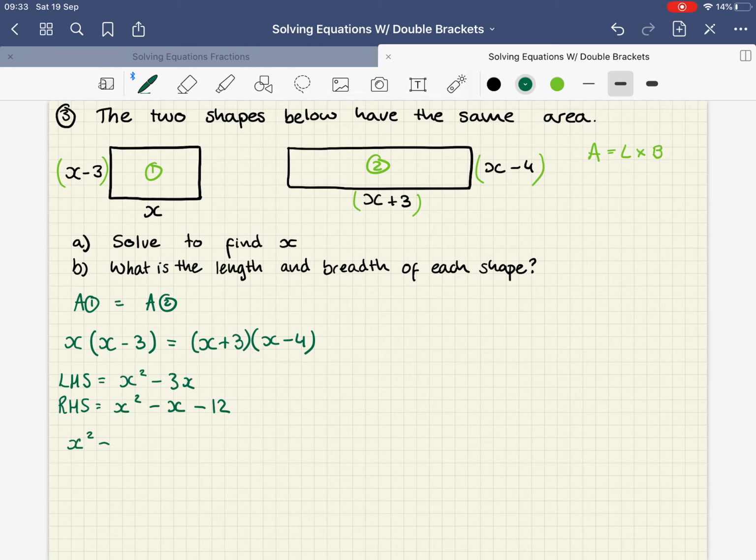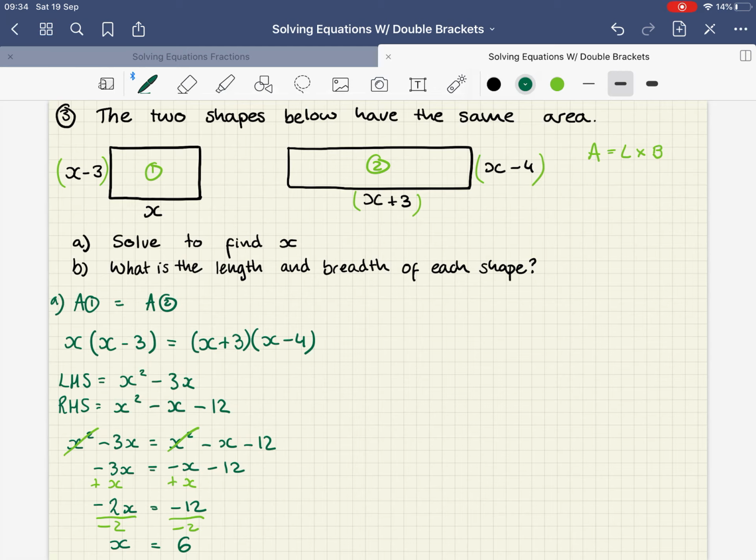Setting them equal, then cancel those. So I've now got negative 3x equals negative x, negative 12. Add that x to both sides. So I've now got negative 2x equals negative 12. Then divide by negative 2. And so x equals 6. So that's part A done.